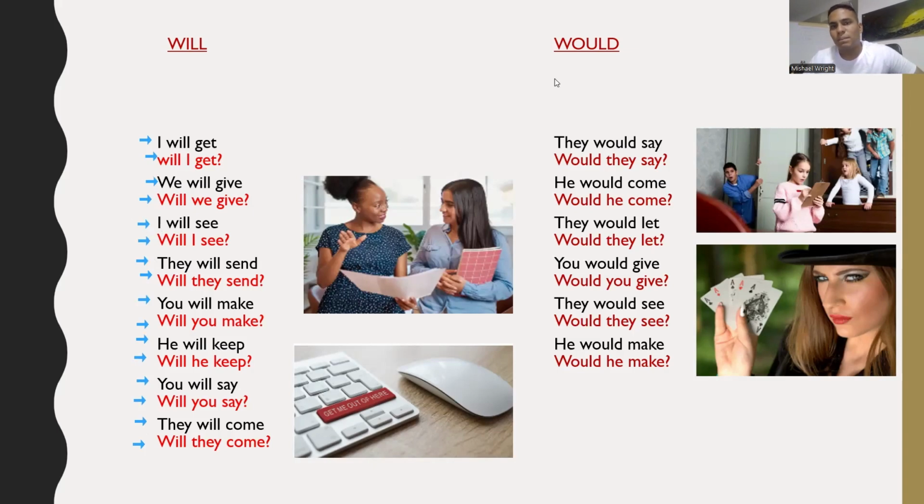They would say. Okay, so this one is with would, right? They would say. Would they say? He would come. Would he come? They would let. Would they let? You would give. Would you give? They would see. Would they see? He would make. Would he make?